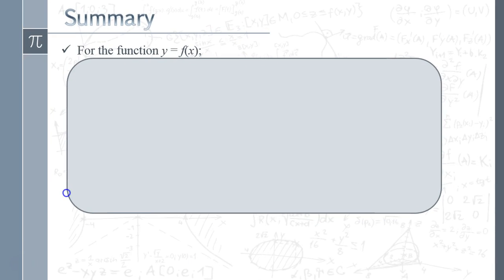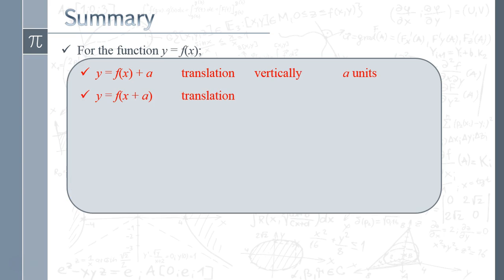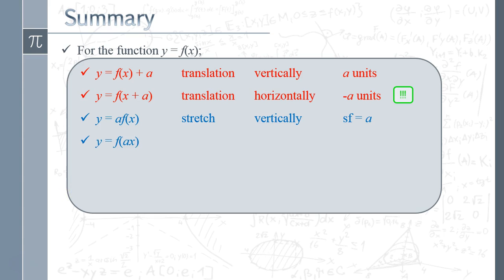So to summarize all of that, if we've got a function, then adding outside is a translation vertically, it goes up a units. Adding on the inside is a translation horizontally, minus a units, going the wrong way. The horizontal ones are the weird ones. For our stretches, there are multipliers, so outside is a stretch vertically, scale factor of a. And if we put that multiplier inside the function, it's a stretch horizontally, and the scale factor is 1 over a. Again, not quite as straightforward as you want it to be.